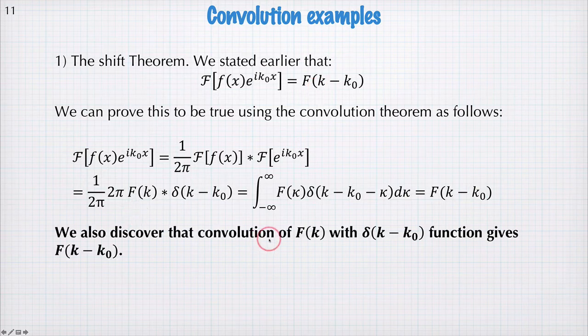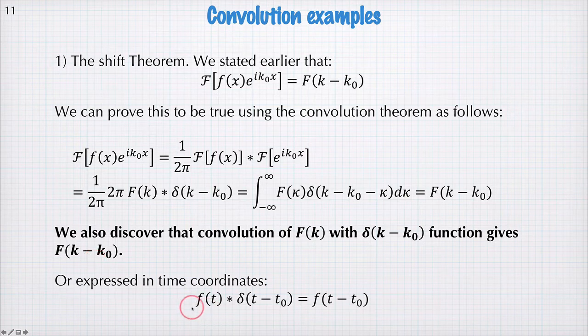We've also discovered that the convolution of F of k with delta of k minus k naught gives F of k minus k naught. So the shifting property of the delta function with the convolution also has a really useful outcome here. Or, expressed in time coordinates, we can write that the convolution of some function of time with some delta function, t minus t naught, is f of t minus t naught.